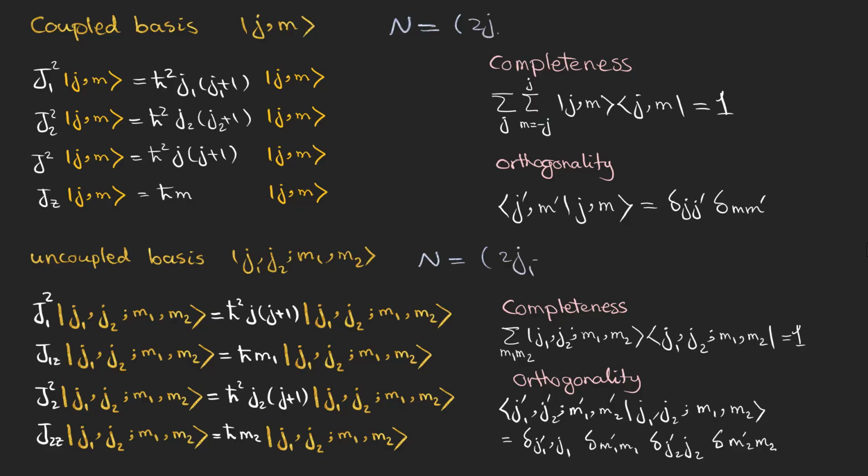The dimension of both these states is equal to n, which is the product of the dimension of the subspaces of J1 and J2. It means that our kets will be n by 1 column matrices, and the operators can be represented using n by n square matrices.